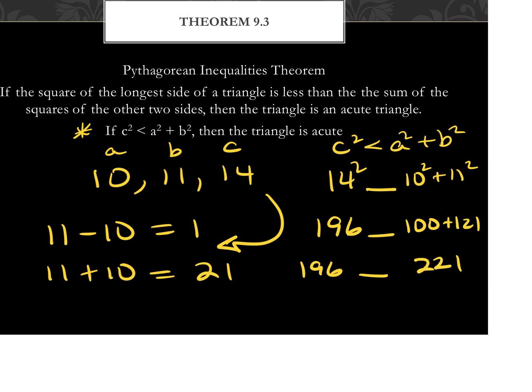So here I can see that 196 is less than 221. So because C squared is less than A squared plus B squared, this triangle is an acute triangle.